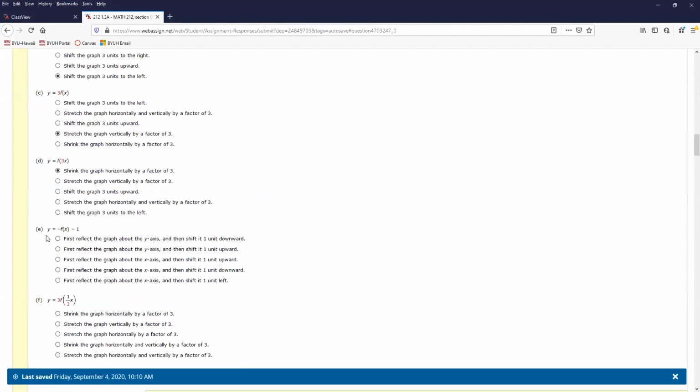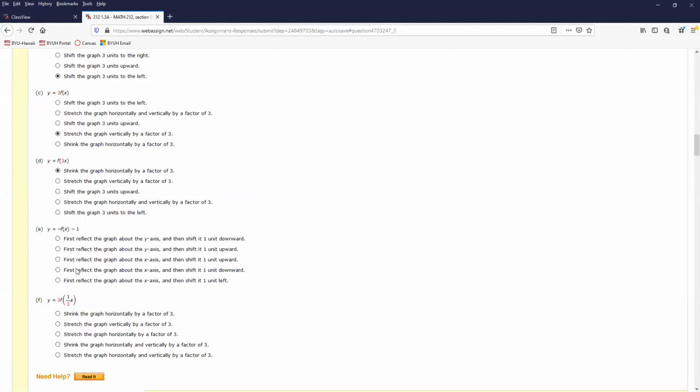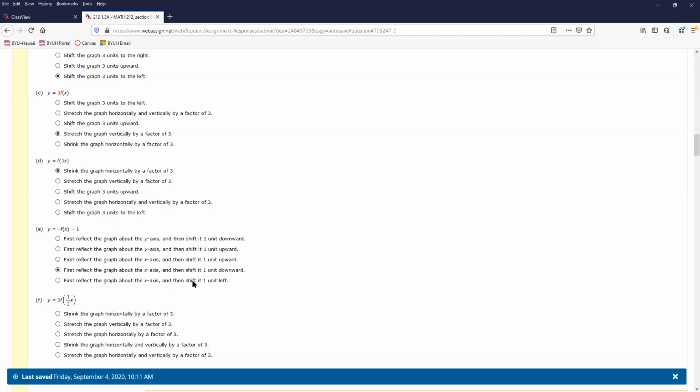Okay, oh no, part E. There's lots of stuff going on right here. Okay, so you start with the inside and you work your way out, and this is what gets applied first. So first, it's going to be a reflection through the x-axis, because this is outside, so that's vertical. And then you're going to shift it down by 1. So first reflect through the x-axis and then shift it 1 downward.